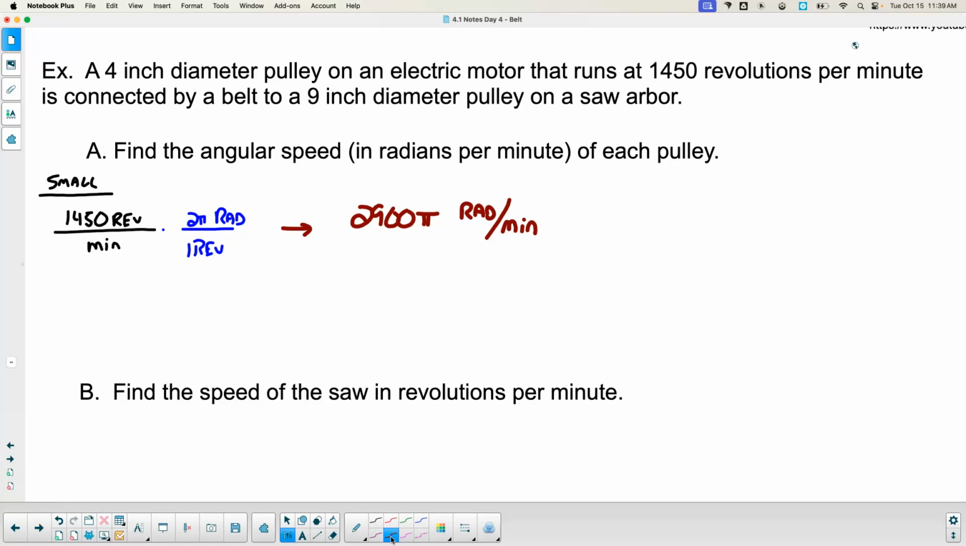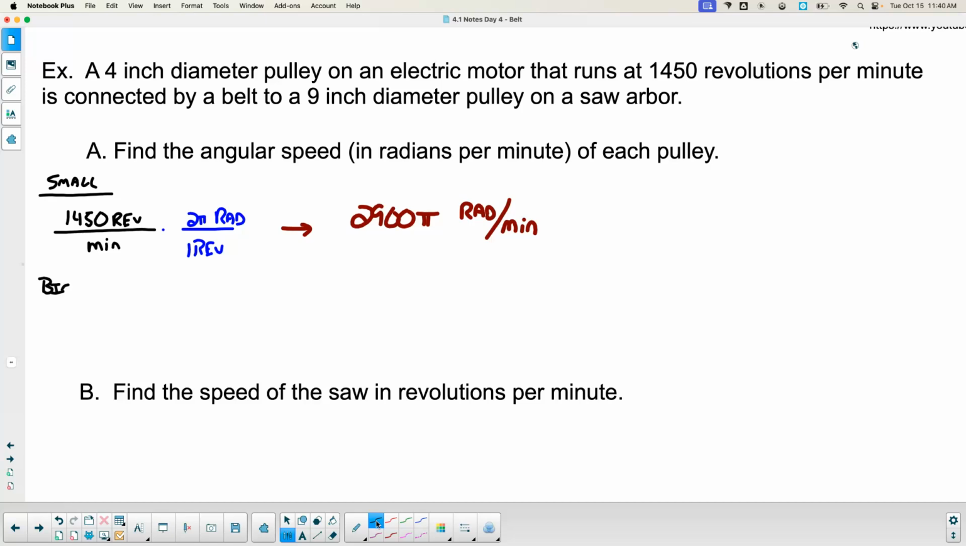You just didn't put it in, I didn't hear the pi. I just heard the 2,900. How do you know that's the small one? Because it told me up at the top, a 4-inch diameter pulley on an electric motor runs at 1,450 revolutions per minute. Oh, well, we don't know the revolutions per minute for the other one. Correct. Okay.